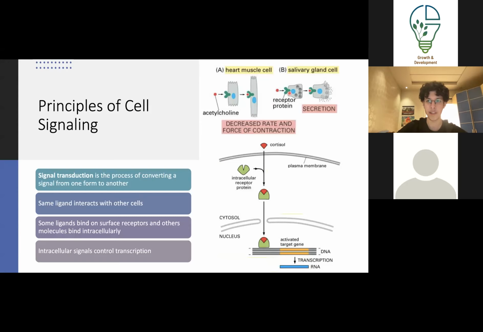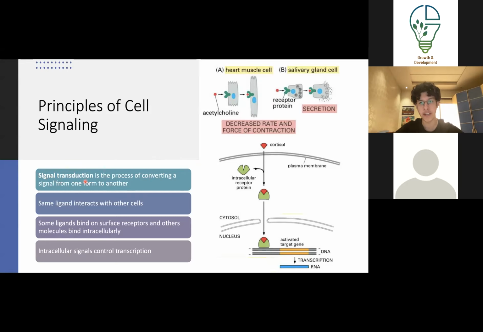Because people like to philosophize, we have to have these principles, but they are very important because this will be crucial to our understanding of the cyclic AMP and IP3 pathways. So how does cell signaling work? First of all, the signal is not going to be in one form. We need to convert signals from one form to another, and that process is called transduction.